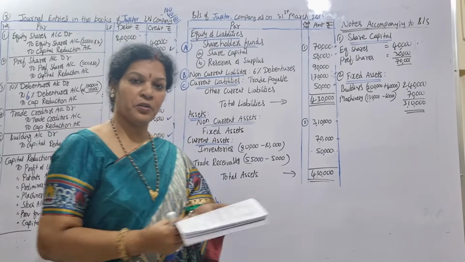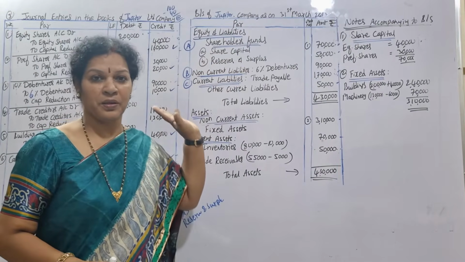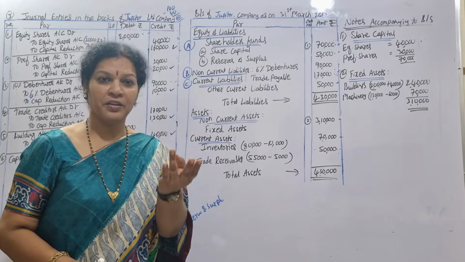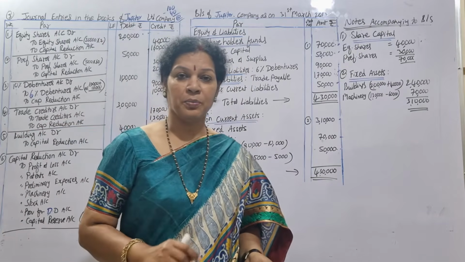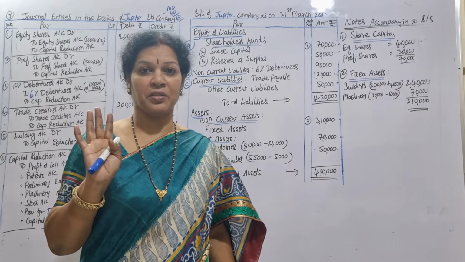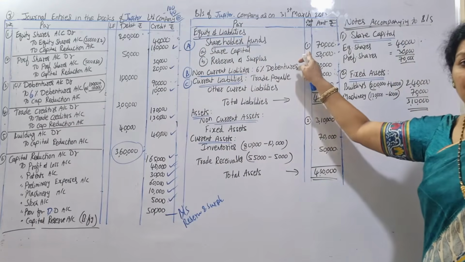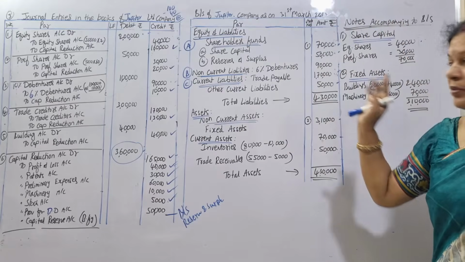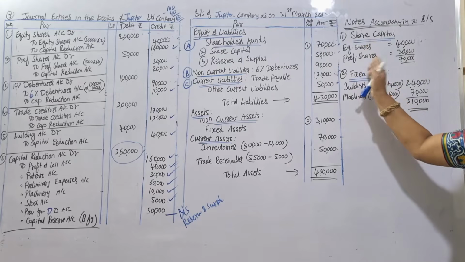Shareholders' funds means two funds: share capital and reserves and surplus. We already learned that. Share capital, if you see the book problem, means nothing but preference shares and equity shares. So this I am showing in the note which accompanies the balance sheet. Two kinds of share capital are there, which we are showing here: equity shares and preference shares.